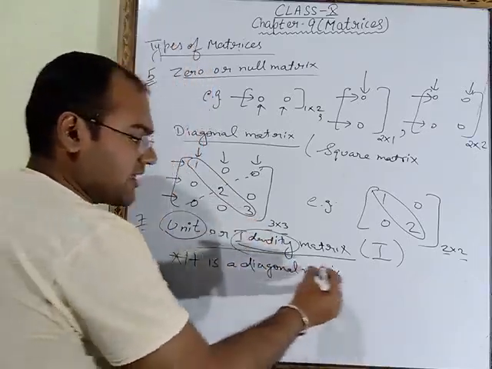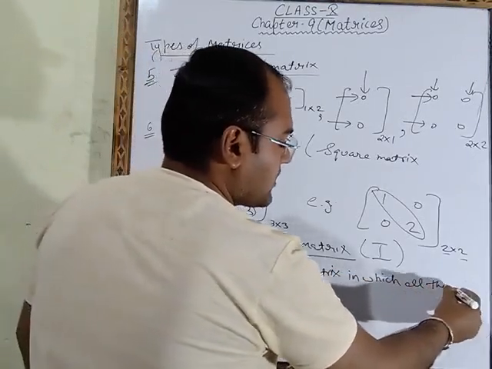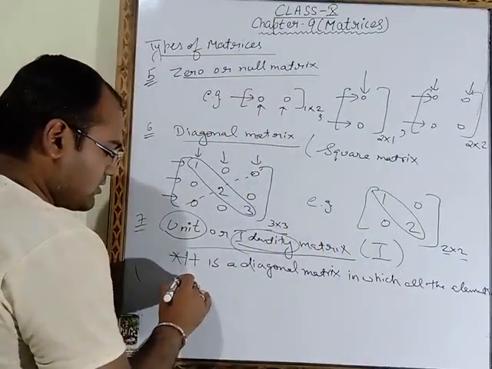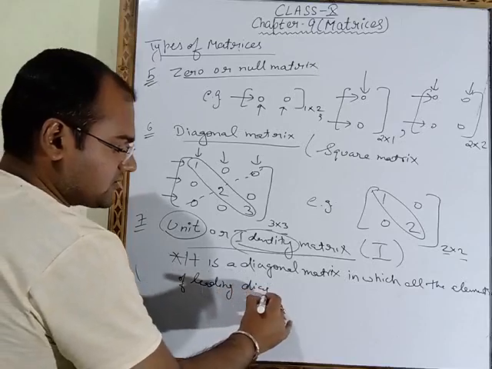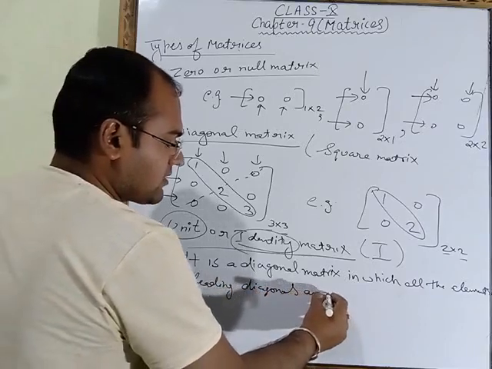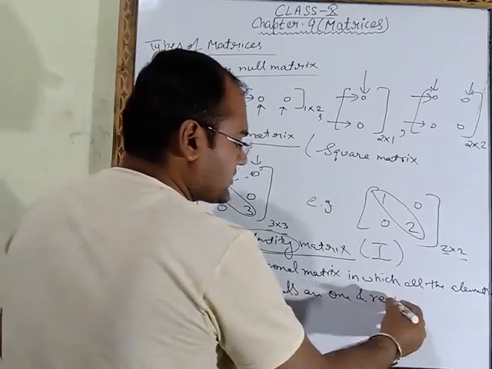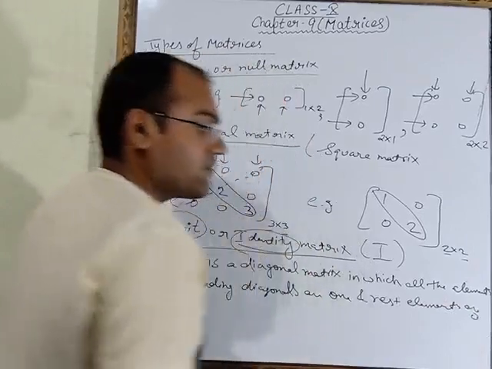What I said? It is a diagonal matrix in which all the elements of the leading diagonal are 1 and the rest of the elements are 0.